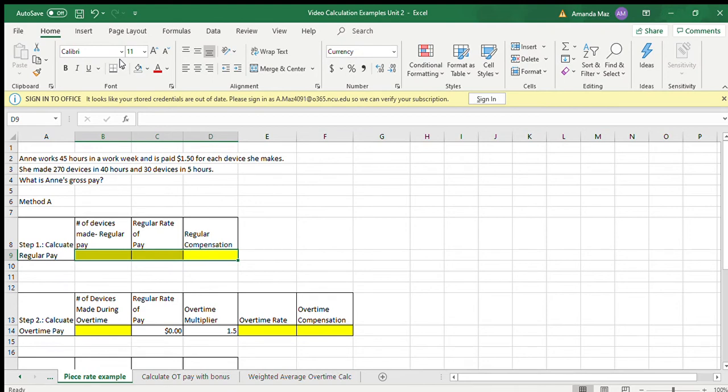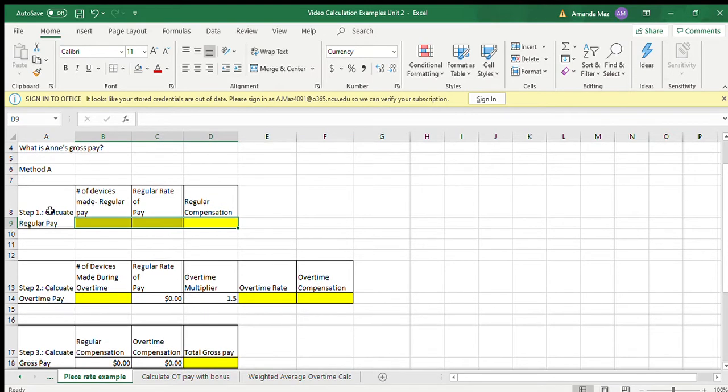So now let's look at an example where we have to calculate overtime for a piece rate example. This means that an employee gets paid for each object that they make. For our example, we have Anne, and Anne works 45 hours in a work week and is paid $1.50 for each device that she makes. And she made 270 devices in 40 hours and 30 devices in 5 hours. So what is Anne's gross pay?